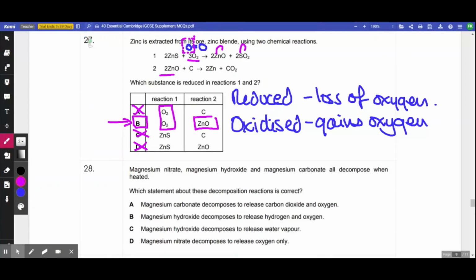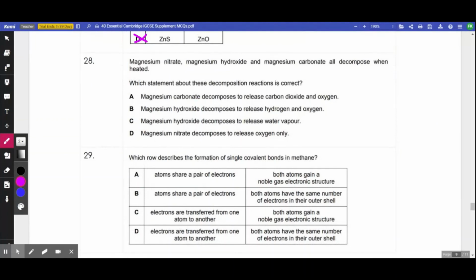Let's have a look at question number 28 now. So pause the video if you would like to have a go at it. Okay, so we've got magnesium nitrate, which has a formula as such. Got magnesium hydroxide. And we've got magnesium carbonate. Now, decomposition of magnesium carbonate is very, very tempting to say that magnesium carbonate will release carbon dioxide and oxygen. It's very tempting to say that that is the correct answer.